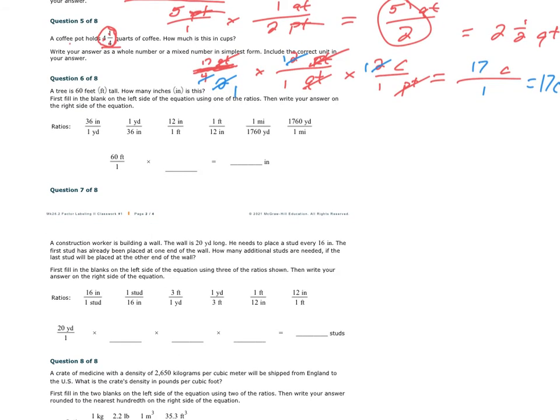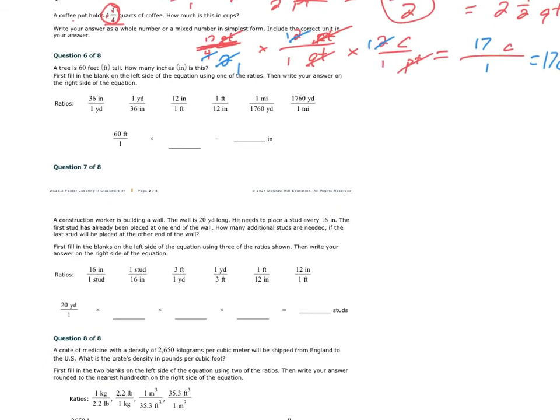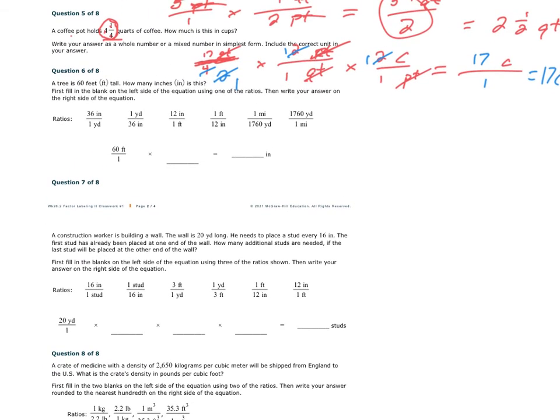All right, these last few actually give you blanks to do multi-step. This is kind of cool how Alex does this for you. A tree is 60 feet tall. How many inches is this? Okay, so I'm going to end up with my answer over here in inches. First, fill in the blanks with the ratio. So I want to get out of feet, and I want to go into inches. So I'm going to grab the ratio that works for that, with feet on the bottom and inches on the top. There it is. And Alex, you can just drag it. Right now we're going to have to write it.